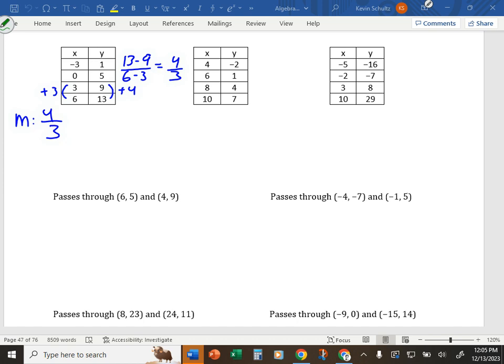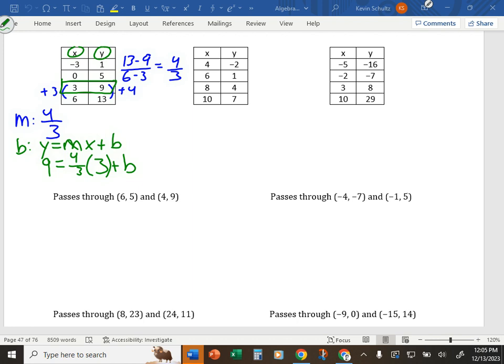Josie, which one would you like? 3, 9. Okay. So choosing 3, 9, 3 is our value for x, 9 is our value for y. So in slope intercept form now, to solve for b, y equals mx plus b, we're plugging in 9 for y. Our slope that we found is 4/3. We're plugging in 3 for x, and we're solving for b. The exact same thing we did up above.